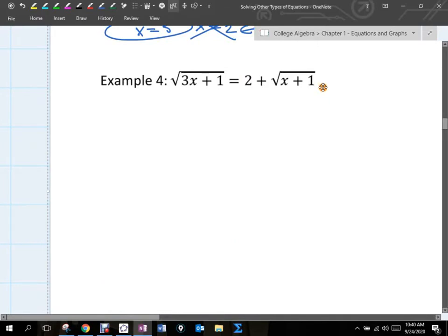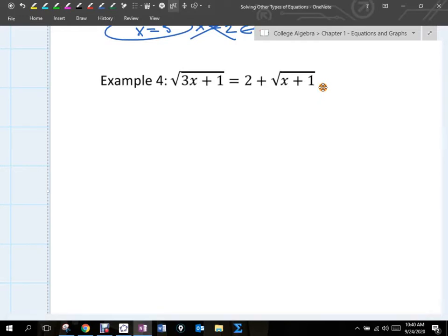What's different about this example than the ones we've done so far? 2 radicals. So here's my question. Can I isolate both of them simultaneously? No, can't. Okay. I could if that 2 wasn't there, right? That 2 plus or whatever. If that was gone, then I just square right away and be good to go.